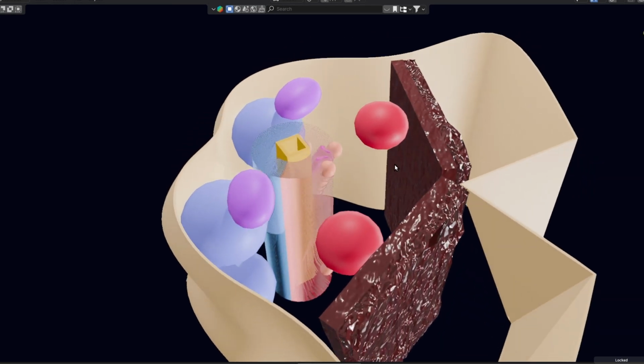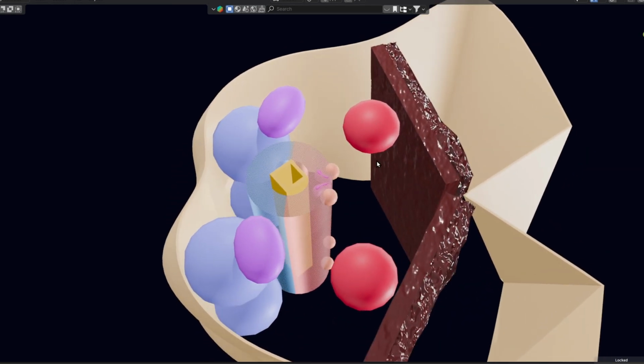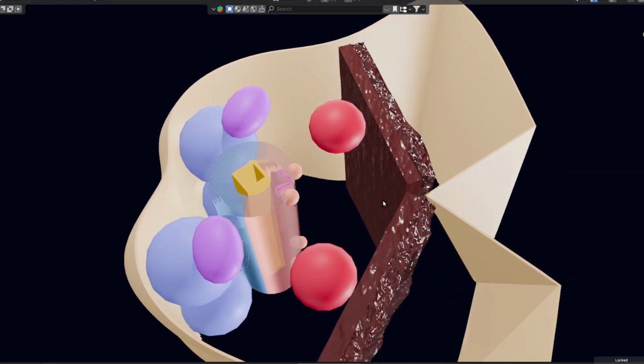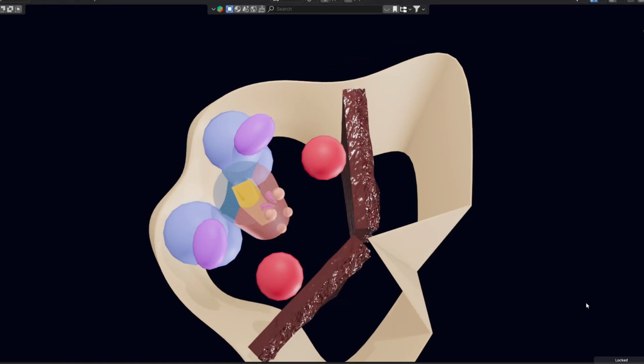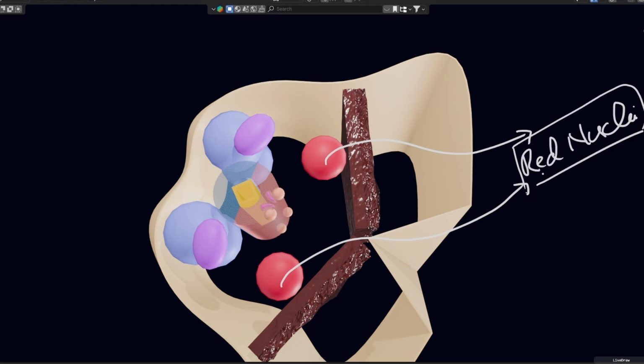Then if we move forward, we have the red nucleus. These are the red nuclei. They are red in color because they are highly vascularized. They have a lot of blood supply, so they are bright red in color. Why do they have such a high blood supply? Honestly, I don't know. Maybe because so much metabolism is going on in this region, so much activity is going on. Honestly, I have no idea.